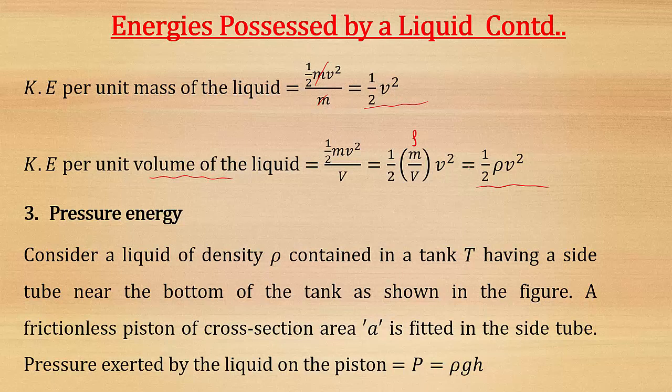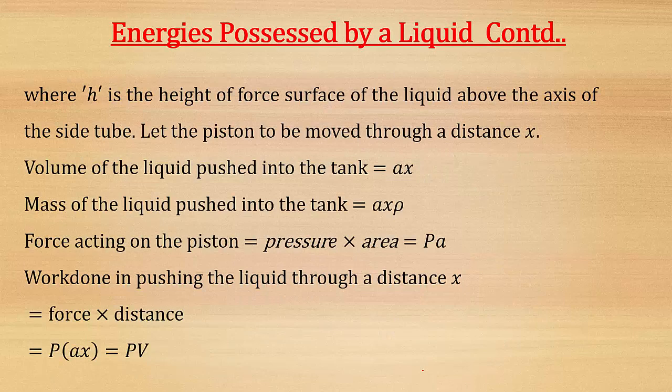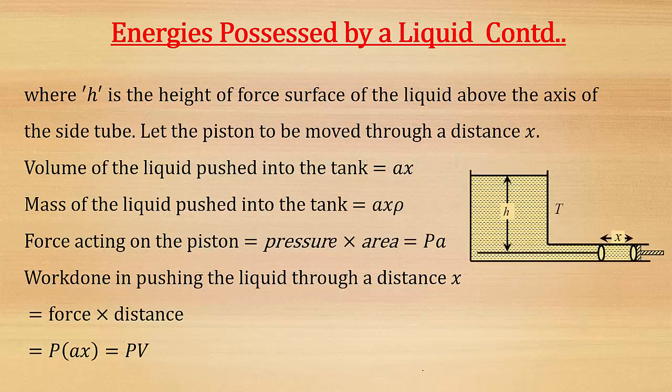Then come to the third point, pressure energy. Consider a liquid of density rho contained in the tank T having a side tube near the bottom of the tank as shown in the figure. A frictionless piston of cross-section area A is fitted in the side tube. Pressure exerted by the liquid on the piston is given by the equation rho gh. Directly you can remember this equation, P equal to rho gh. This is pressure energy. Or you can observe this picture.